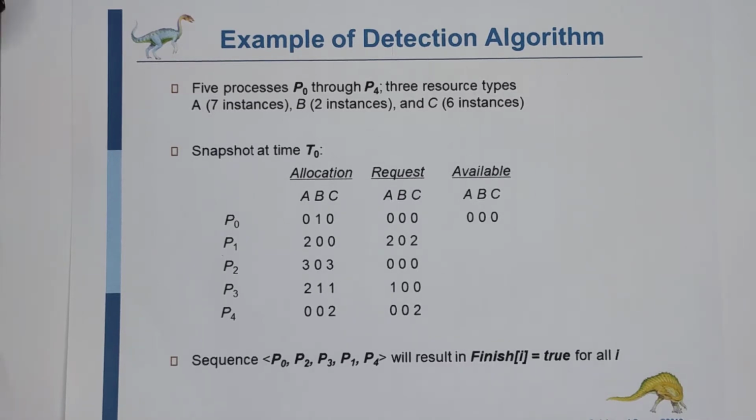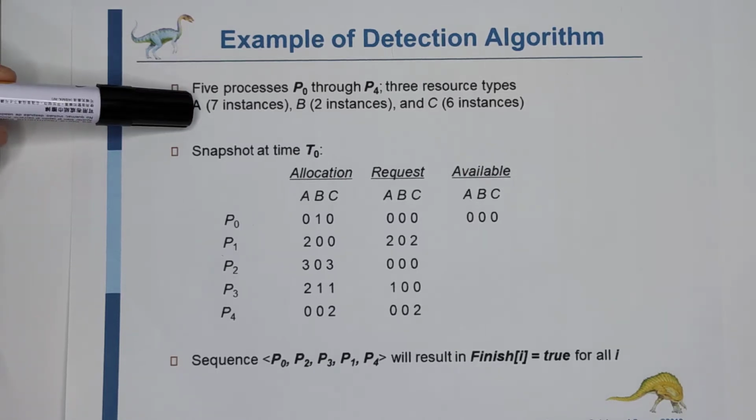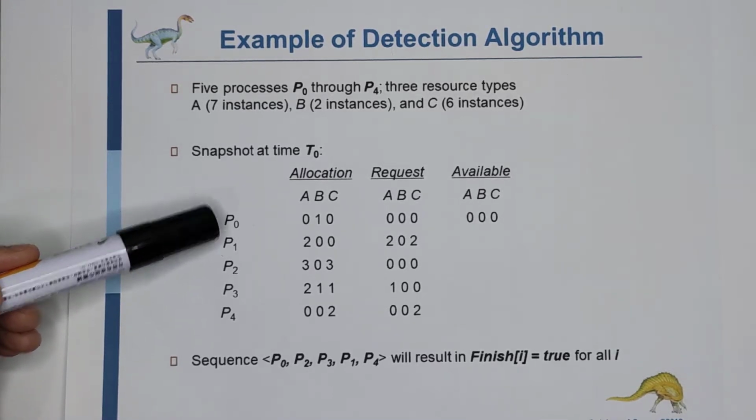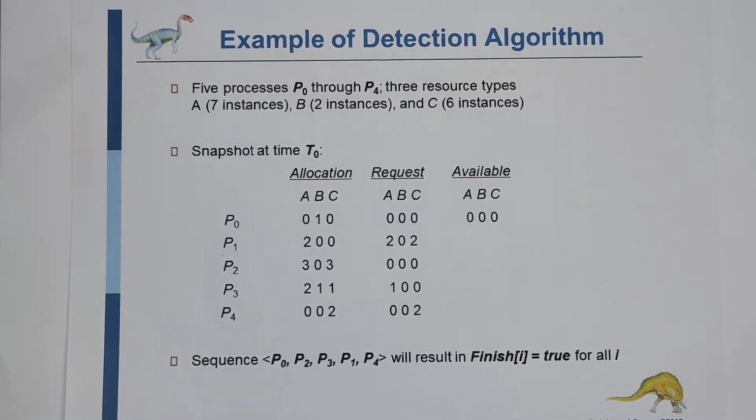So, let's start. Again, we have 5 processes, P sub 0 through P sub 4. Then we have 3 resource types. A has a total of 7 instances, B is equal to 2 instances, and C is equal to 6 instances. So we have a snapshot at time T sub 0. We have 5 processes, and they have their own allocation values and request values, particularly for A, B, and C, and we also have the available vector.